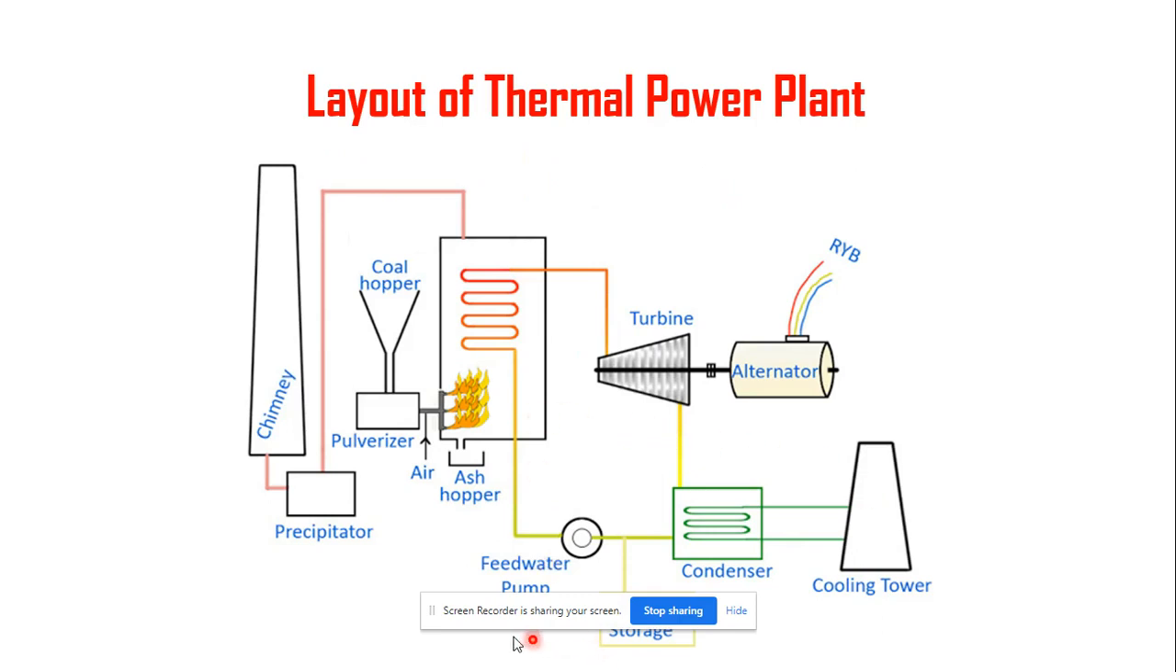Now, this is about the layout of the thermal power plant. Already we discussed the definition of a power plant, the plant where electricity is generated. If the electricity is generated by means of thermal energy, then you call it a thermal power plant. So here, by the name itself, heat is developed. In order to develop the heat, fuel is required. Here the fuel for this power plant is coal. That's why sometimes you call it the coal thermal power plant.